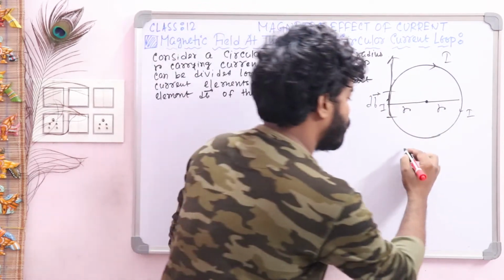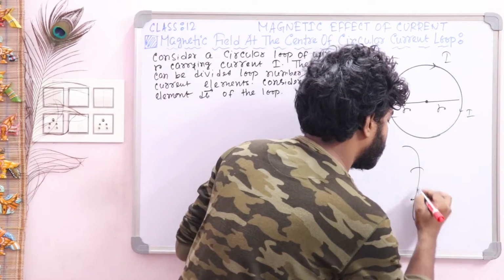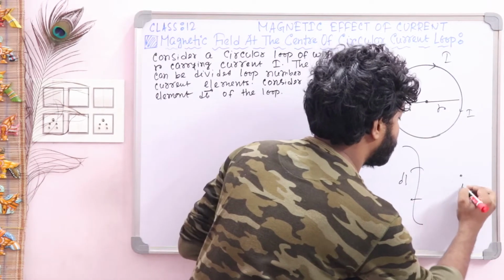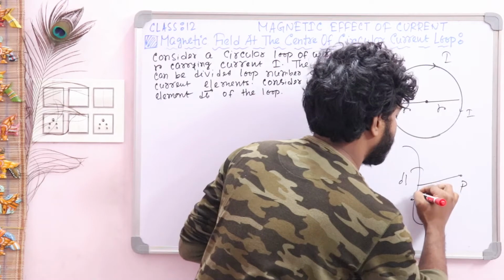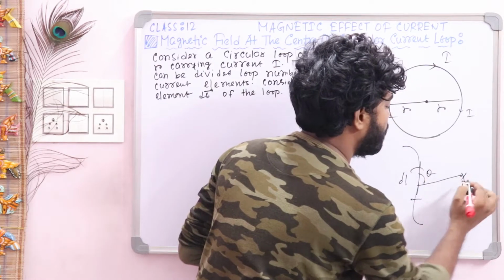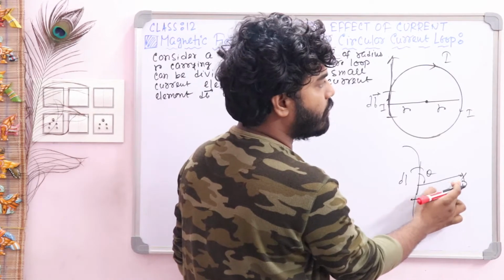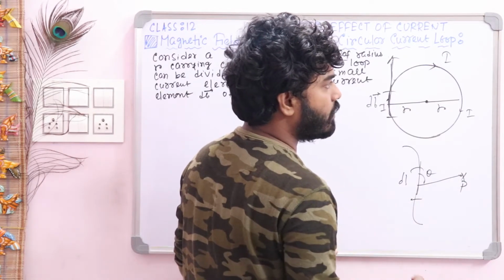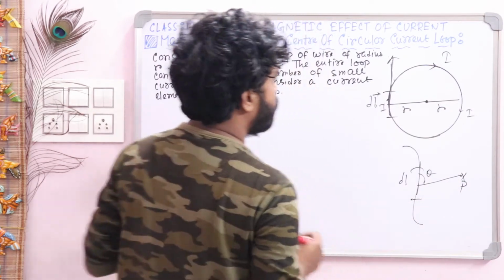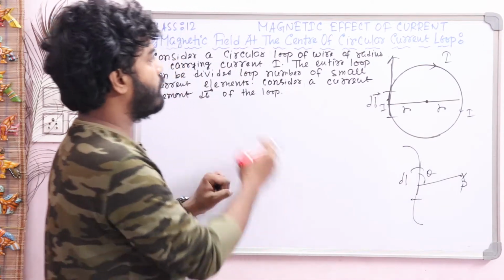So we already completed this part. This is the value of del L and you find out the value of P here. This angle is theta. So at this point the expression of magnetic field is equal to I del L sin theta by R square into mu naught by 4 pi. So first of all you write this one.